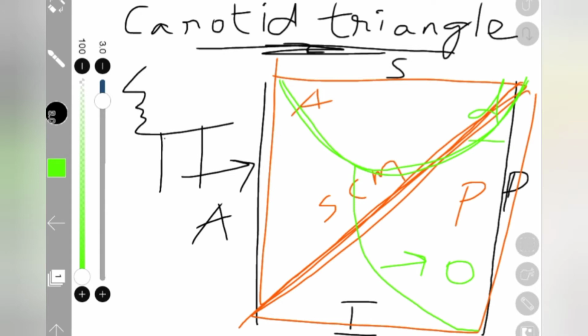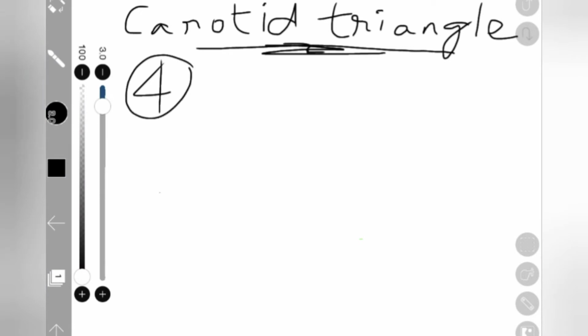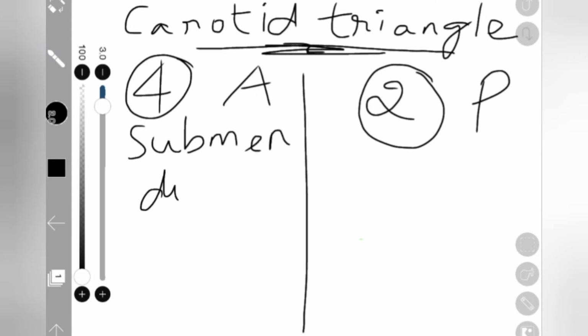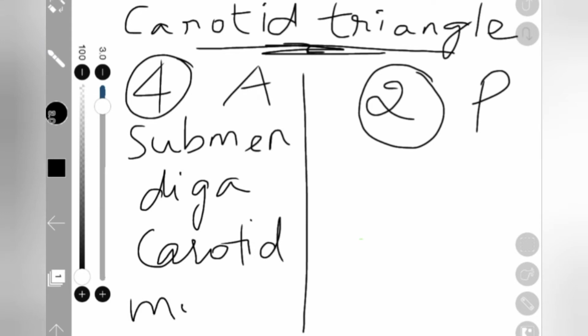These muscles in turn divide your anterior and posterior triangles into sub-triangles. The anterior triangle is divided into 4 sub-triangles and the posterior triangle is divided into 2 sub-triangles. So there are 4 anterior triangles and 2 posterior triangles. They are the submental triangle, digastric triangle, carotid triangle and muscular triangle.